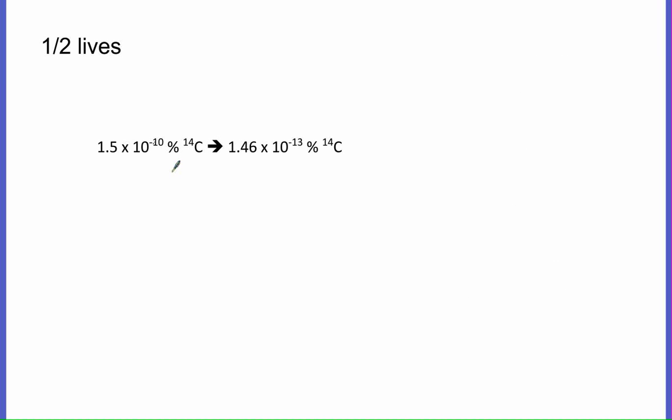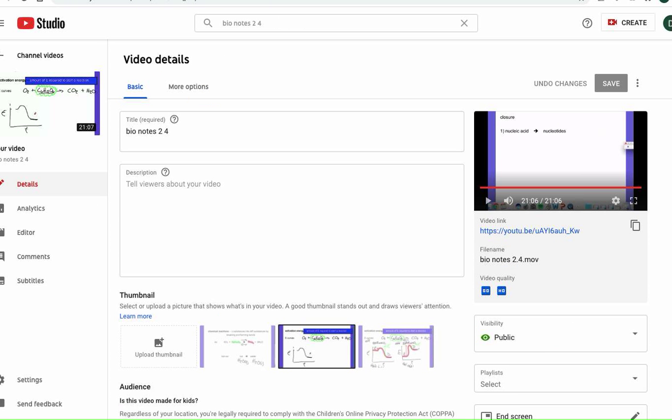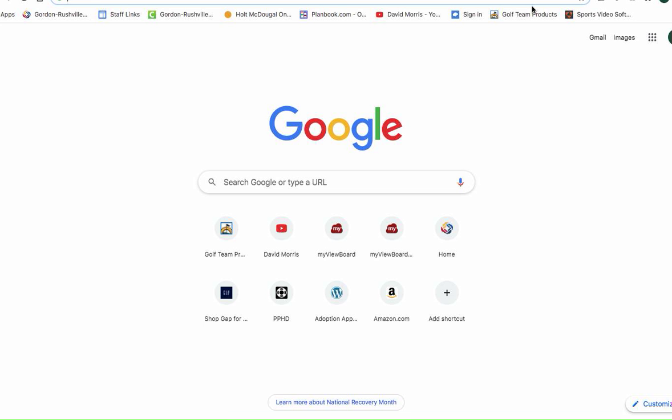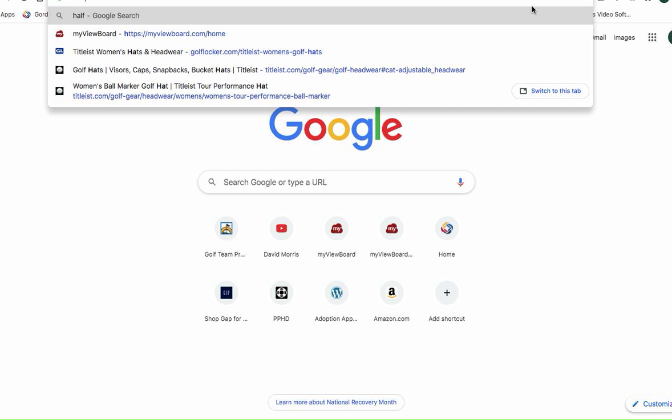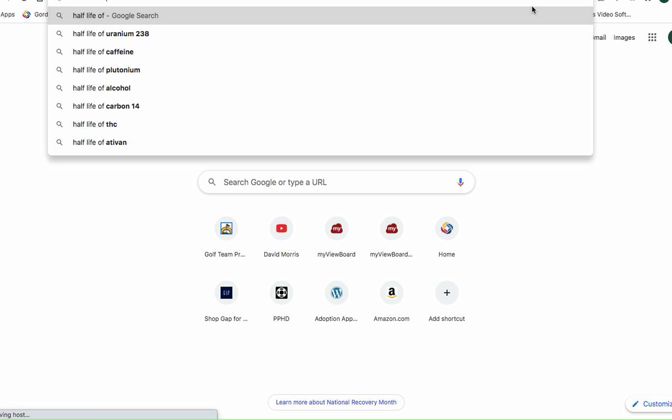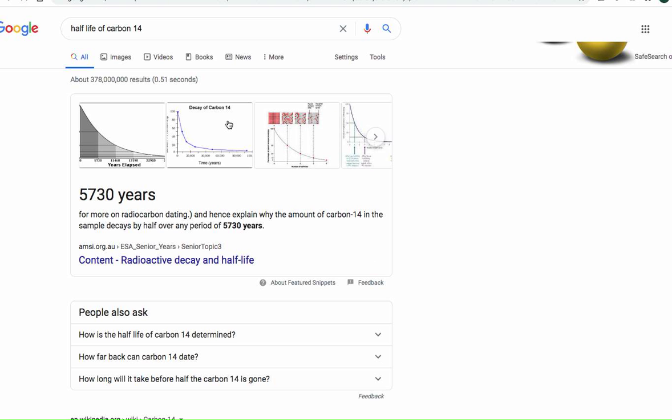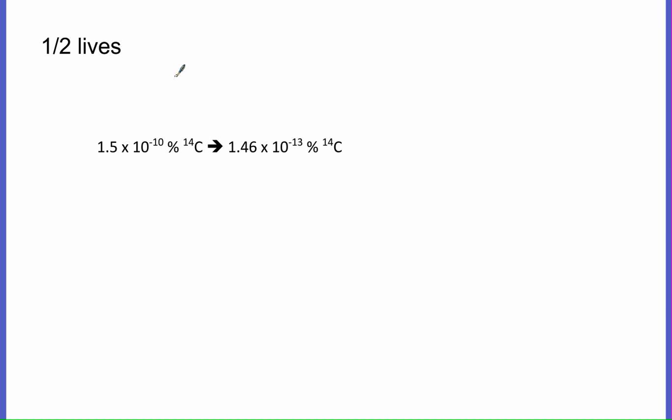Again, practical example with, say, carbon-14. So real quick, just because I forgot it for the time being, what's the half-life of carbon-14? Let's see what it is. 5,730 years. I was way off. I was thinking it was 3,000 for some reason. But anyway, 5,730 years.